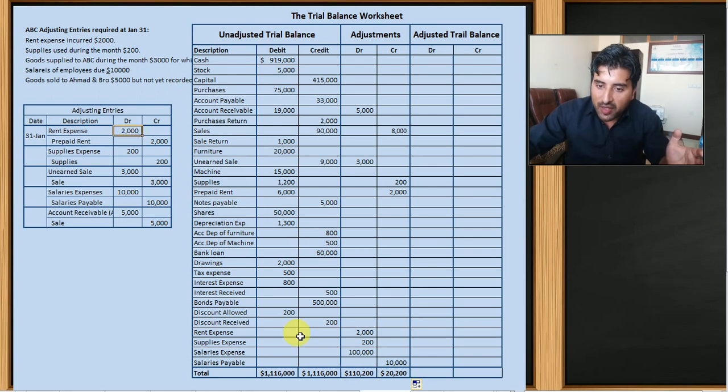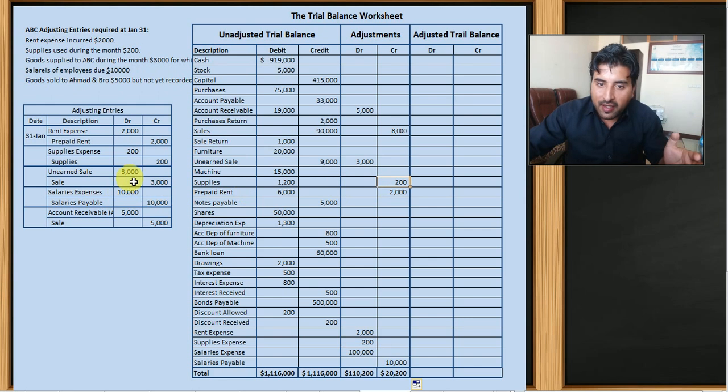2,000 rent expense we have posted here, right? And prepaid rent, yes, we have credited the prepaid rent account here. Look how much? 2,000. And supplies expense debited 200. Yes, here look, supplies expense we have debited 200. And next supplies account credited 200.